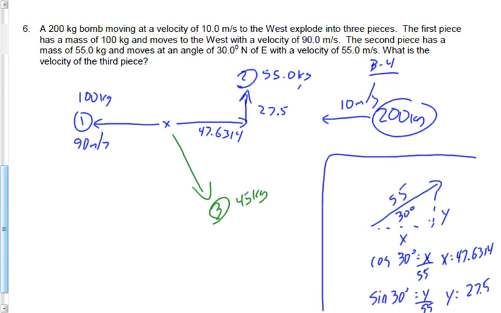So object number 2 isn't going at 30 degrees anymore. Object number 2 is going to the right and up. Okay, if that makes us feel a little bit better. Third piece, we got a funny angle in the third piece, but we don't know what it is. We can't deal with it, so let's not worry about that right now.